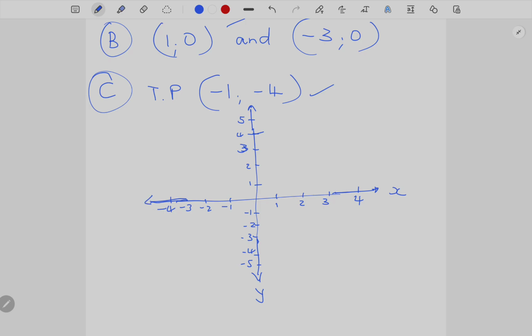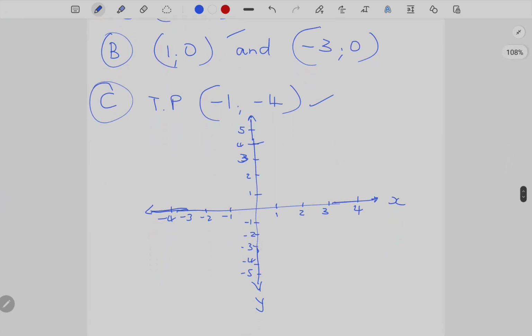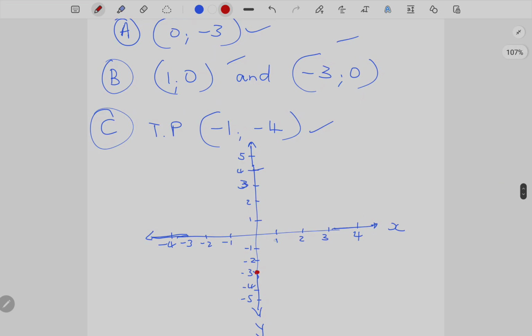Okay, now let us plot the points. The first point that we're going to plot, when x is 0, y is negative 3. So this is the point. Okay, let me use a red pen. The next point, when x is equal to 1, y is 0. Then the other point, when x is negative 3, here, y is equal to 0. And then the turning point, when x is equal to negative 1, y is equal to negative 4. So this is the turning point.